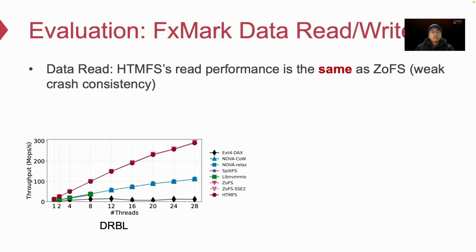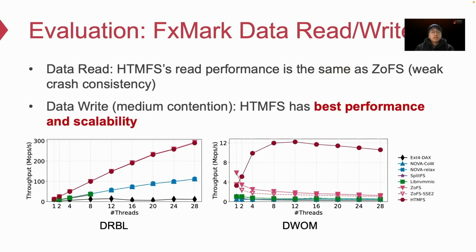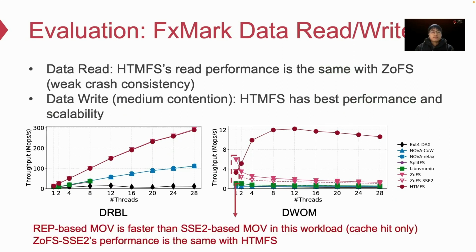First is a macro benchmark named FxMark, which is used to evaluate the scalability of file systems. The figures show the results in data rate at no contention level. It shows that HTMFS read performance is the same as ZeroFS. For the data write in medium contention level benchmark, HTMFS has the best performance and scalability, as shown in the right figure. However, when there is only one thread, ZeroFS is faster than HTMFS because the move instruction used by ZeroFS is faster than HTM when all writes hit the cache line.